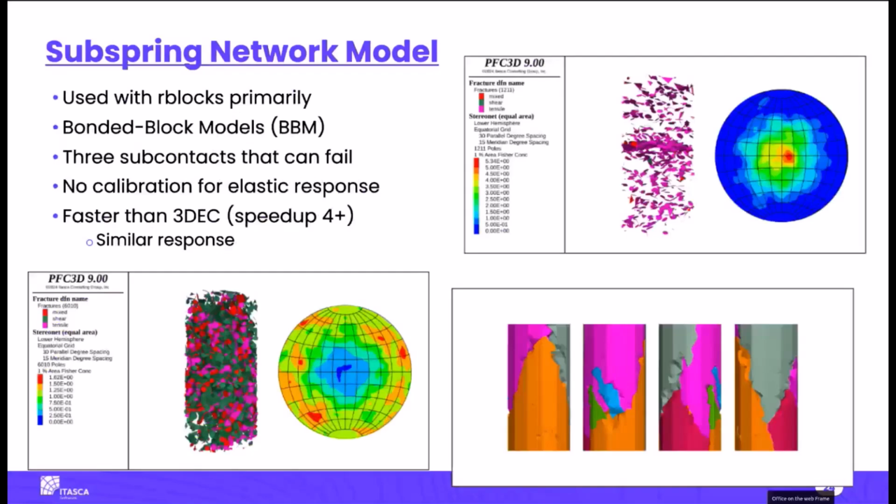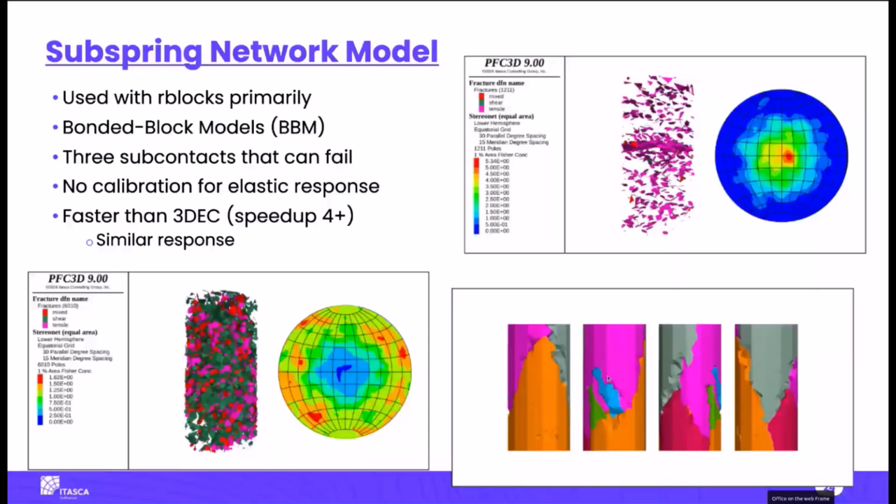Two last final things. I'll talk about the Subspring network contact model, which is really new in PFC 9. This is for bonded block modeling, which would be something similar to what you would use 3DEC for, where you're trying to simulate, say, the response of a tunnel to excavation or a synthetic piece of rock that's being broken, and that's what I'm showing here, due to laboratory tests.